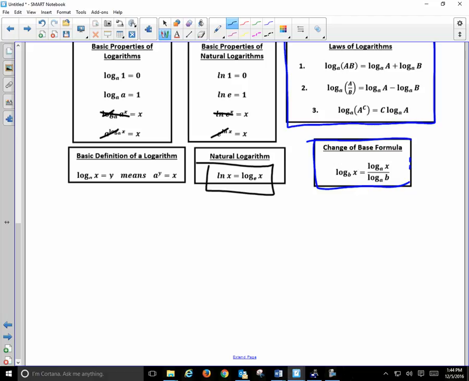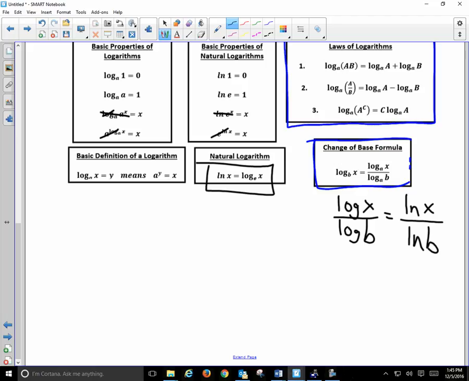Log base b of x is the same thing as log base a of x divided by log base a of b, so you could change the base to whatever you want. What are the two bases we generally change to when we use our calculator? 10 and e. If I change it to 10, we end up with just the log of x divided by the log of b. And if you change it to a base of e, you would write it as natural log of x divided by natural log of b.